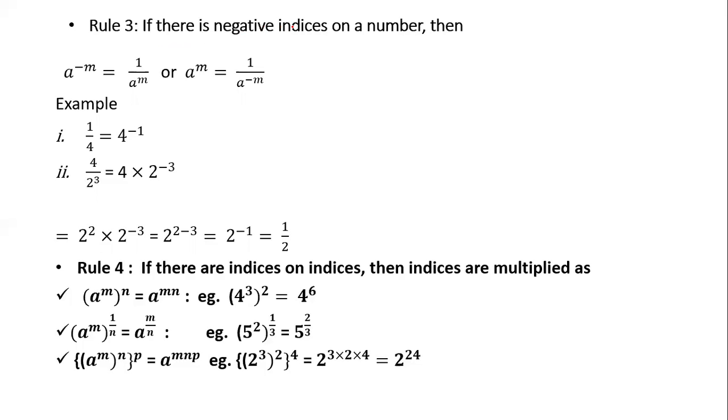If there is a negative index on a number, then a power of negative m can also be expressed as 1 over a power m. So if you want to move the negative sign from there, the thing becomes 1 over that number. In the same way, we have 1 over a power m. I can push a power m up to multiply by this 1, and that will give me a power negative m.